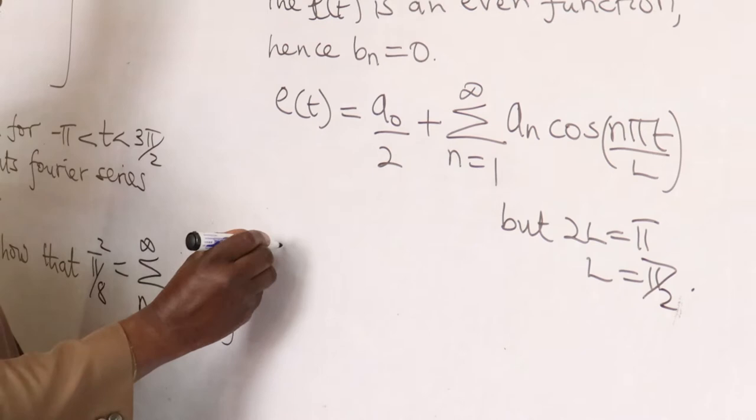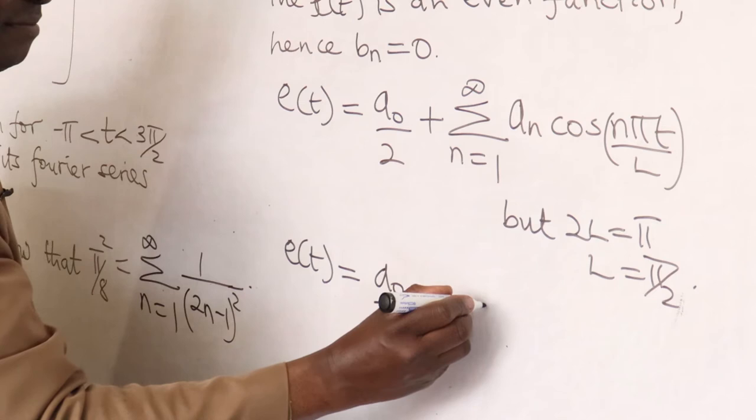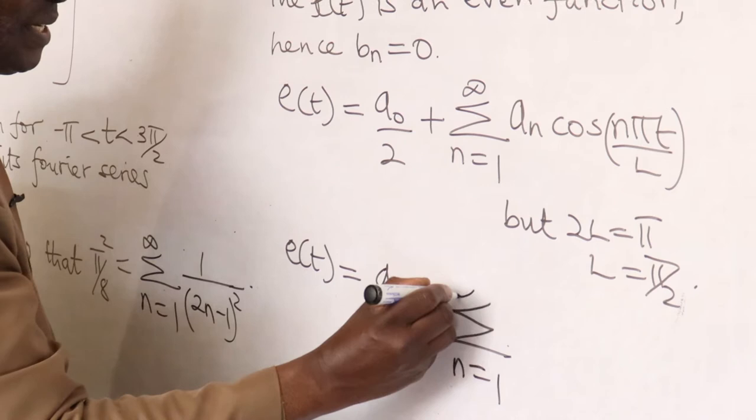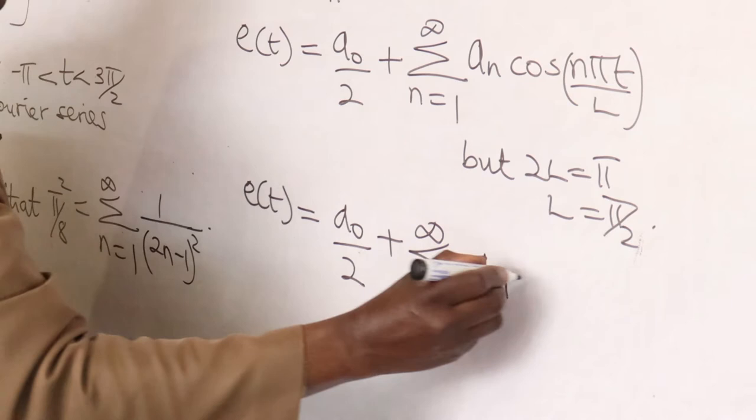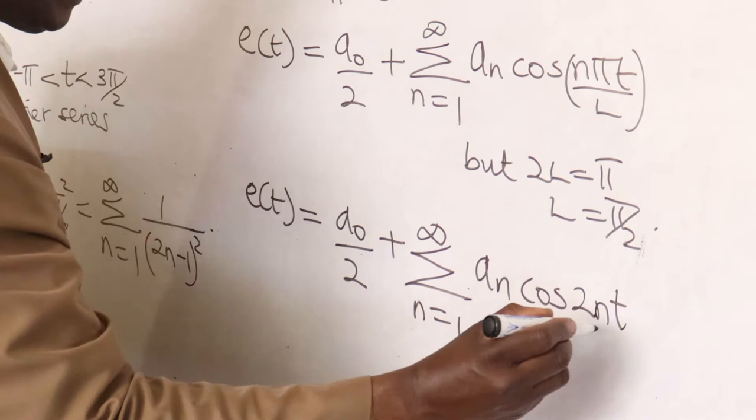Therefore, our E of T, when we write it, will be equal to a0 all over 2 plus summation n starting from 1 to infinity, An cos. When we input pi all over 2, pi will cancel pi, then 2 will go up. It will be cos 2nt.